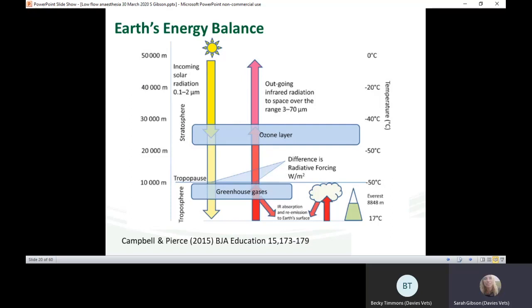So normally infrared radiation between 8 to 14 micrometers can escape from the atmosphere, but anaesthetic gases are a problem because they absorb wavelengths around 10 micrometers, which causes something called positive radiative forcing, and this causes warming of the planet.